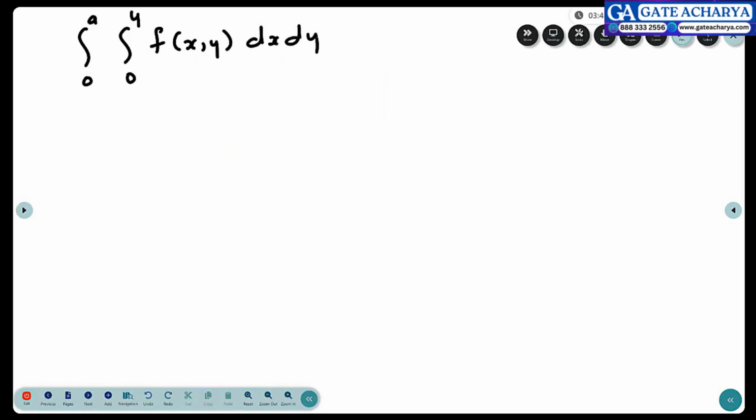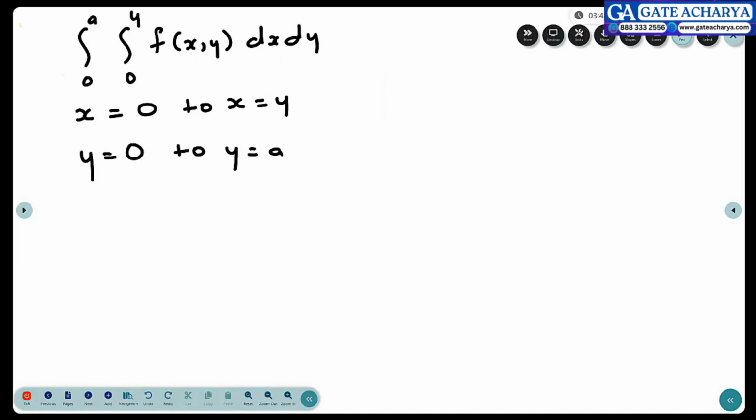Now guys, what is the order of the strip? Again, see the inner limit. Which variable is not present? So it's a limit for X. So X is equal to 0 to X equal to Y. So if this is X, then what is the outer limit? Y. So Y is equal to 0 to Y equal to A.